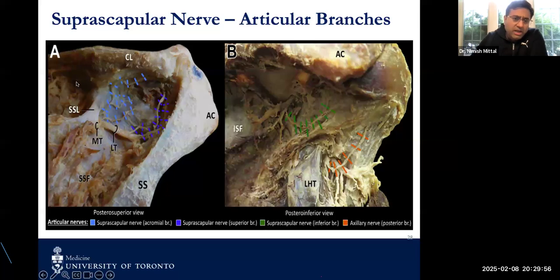This was again a study published by Philip Peng, John Tran, and Auger, and they looked at the articular supply of the suprascapular nerve.